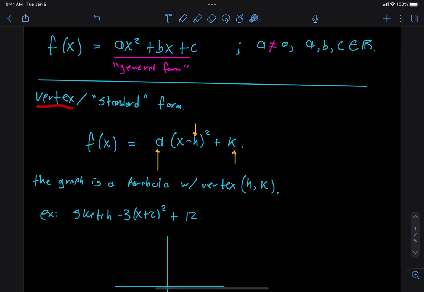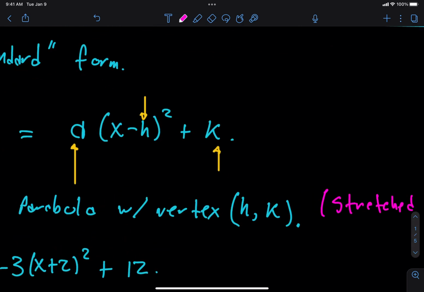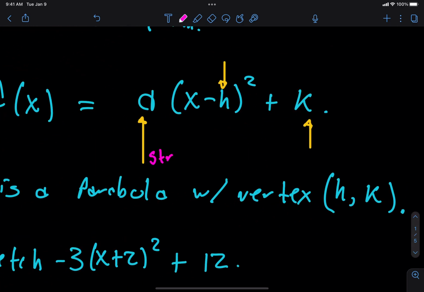So I like to call it vertex form. The reason I like to call it vertex form is you look at it and you can immediately see where the vertex is gonna be. Okay, so if I have f of x equals a times, and you put this stuff in parentheses here, x minus h squared, then what do I get? I get the graph of a parabola with vertex h comma k and also stretched by a factor of a. Okay, also stretched by a factor of a.